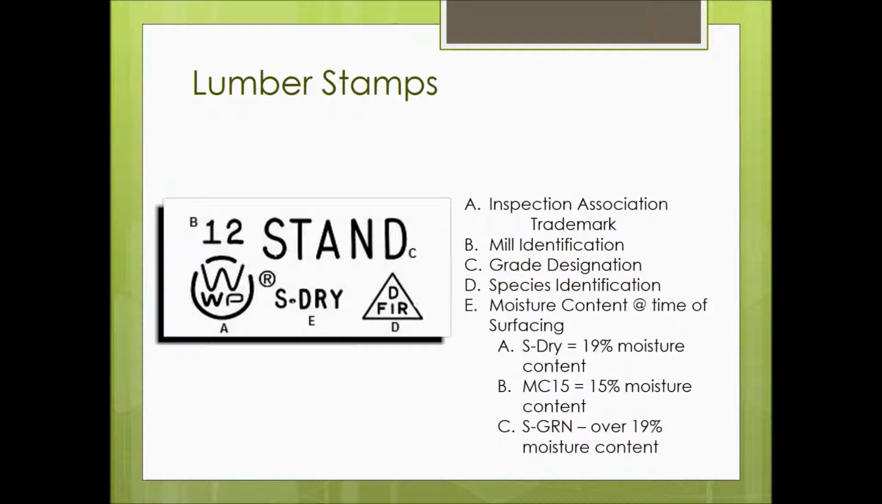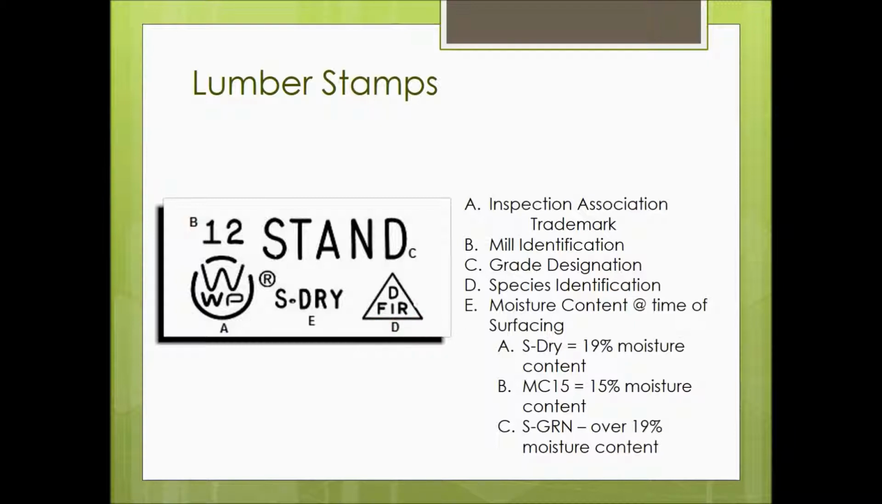All right, now here's a lumber stamp here. A is the inspection trademark. B is the mill identification. C is the grade. This is standard D grade. The species identification here, you can see this is fir.